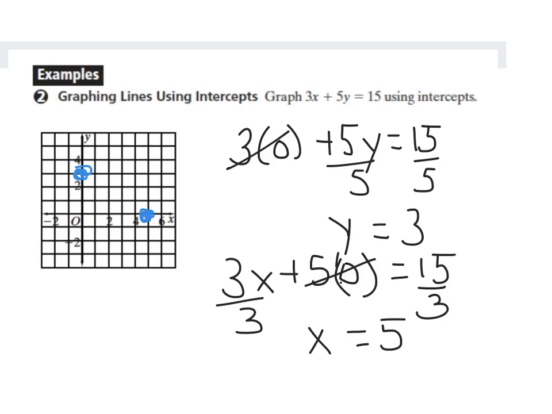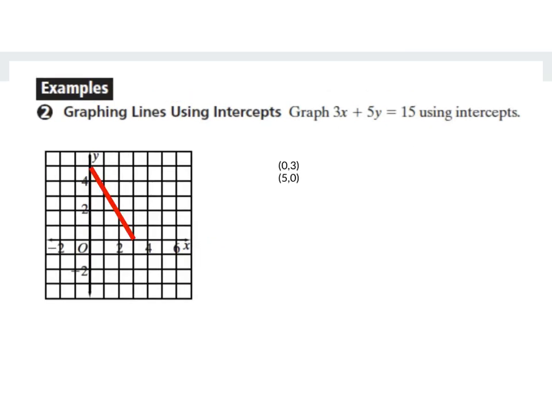And now we can just connect our points via a line, okay? Try to make it a little straighter than I did. But now we've graphed our line using those 2 points, and we haven't had to do a lot of work. Our numbers are great integers, and it becomes pretty easy to graph. Here's just a close-up of our intercepts and our graph again.